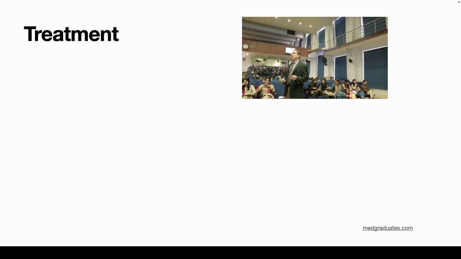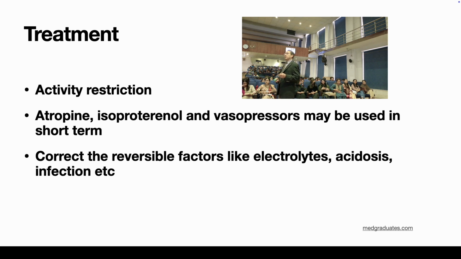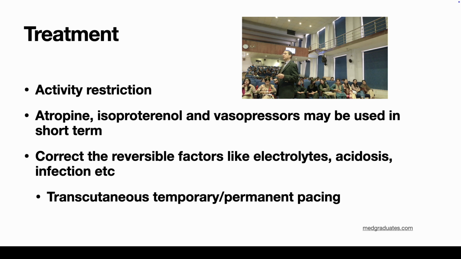MRI, and then what is the treatment? Activity restriction, atropine, isoproterenol, vasopressors may be used in the short term. And when you find that it's a possibility, or if the pacemaker is immediately not available, you can use these drugs. Correct the reversible factors like electrolyte abnormalities, acidosis, infection, etc. Then transcutaneous, temporary, permanent pacing.